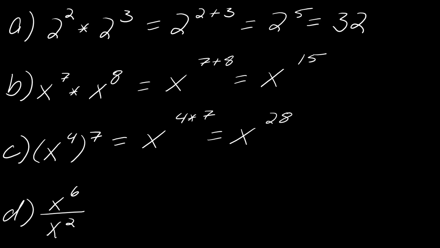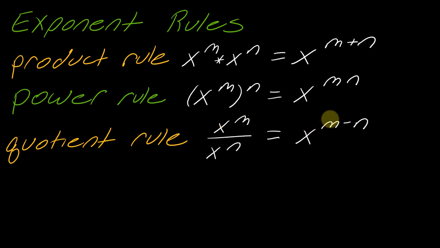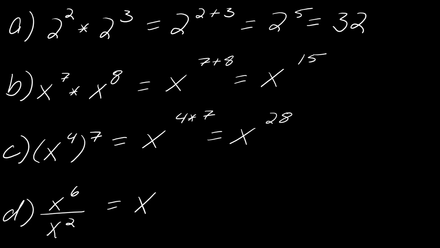And then finally, I've got x to the 6 over x squared. And so now I can use the quotient rule. So I can take the top minus the bottom. Okay, so this will be x to the 6 minus 2, and that equals x to the 4th. Cool. So let's keep going.